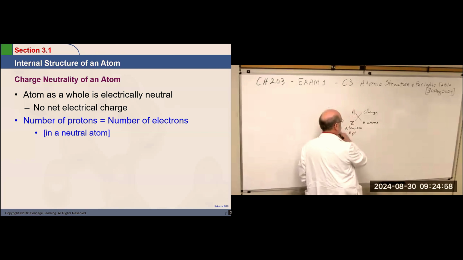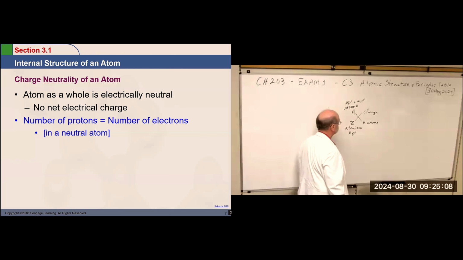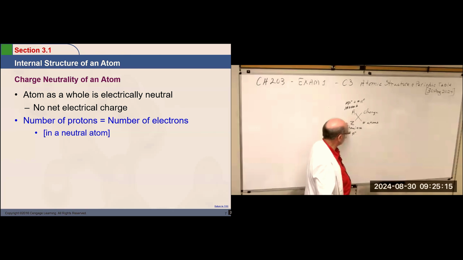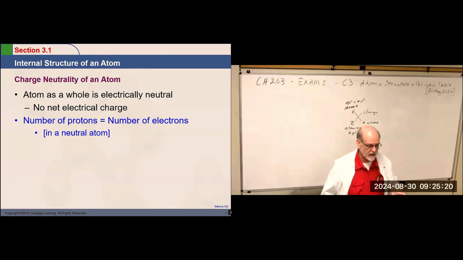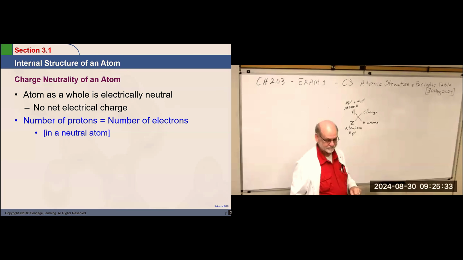This number, the mass number, is the number of protons plus the number of neutrons. And that one can vary. As long as you have a fixed number of protons, this one can vary with different numbers of neutrons. That's called an isotope. So if you know this one and this one, you can find out how many neutrons. Just A minus Z is the number of neutrons. Okay.